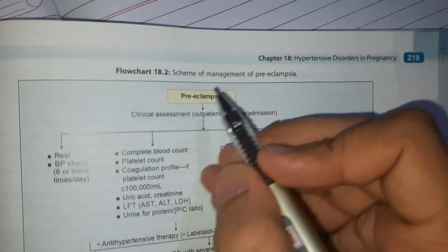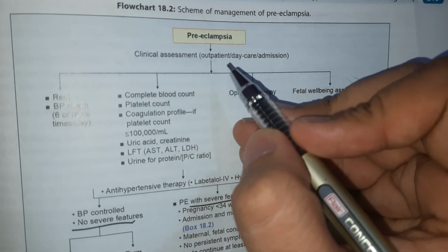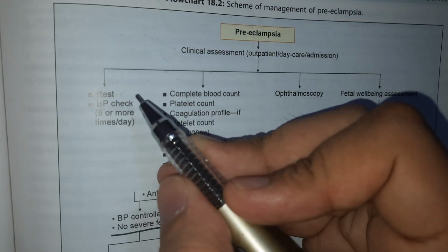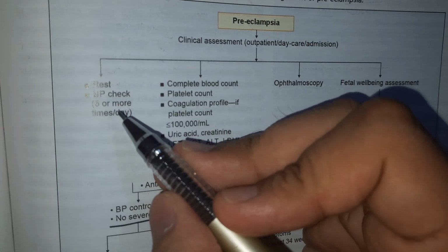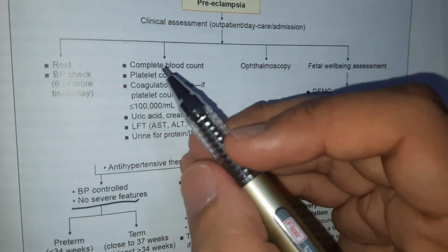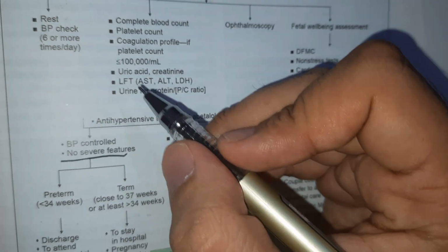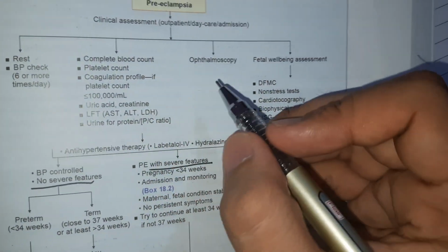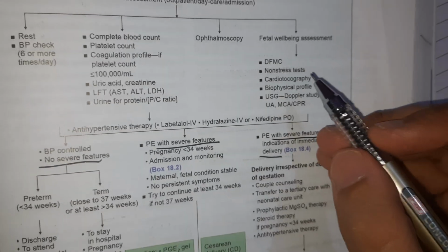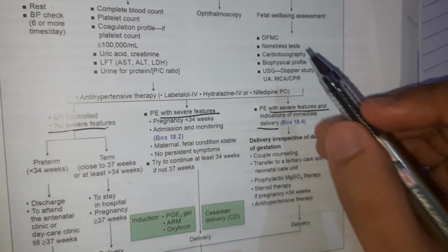Okay, this table shows the scheme of management of preeclampsia. So in preeclampsia there is a clinical assessment: outpatient, daycare, or admission. At the admission, first we have the rest, BP checking 6 or more times a day. Rest we have already discussed. We also do complete blood count, platelet count, coagulation profile, uric acid, creatinine, LFT, urine for protein. Ophthalmoscopy is to be done, and the fetal well-being assessment: daily fetal movement count, non-stress test, cardiotocography, biophysical profile, ultrasonography. All these need to be done.